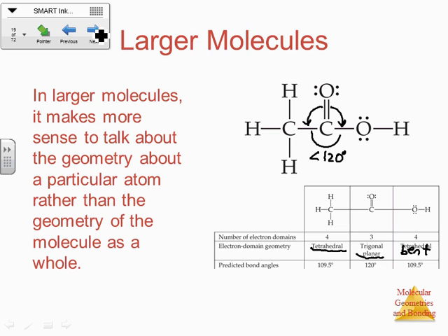Okay, and then same thing, there are two lone pairs here, so those are going to push on the 109.5, and so this is actually going to be less than 109.5 for two of the angles, and then two of the angles are going to be greater than 109.5.